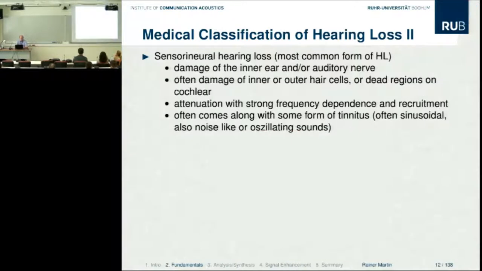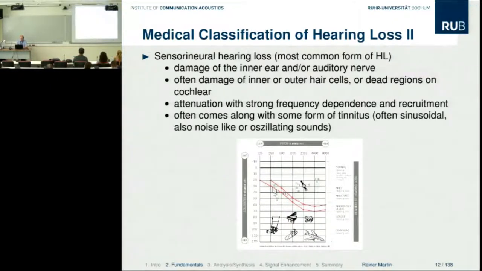The most common form, however, is the sensorineural hearing loss, where the cochlea and the sensory function of the cochlea is damaged, or the auditory nerve is damaged. That's often related to a loss or damage of inner or outer hair cells in the cochlea, on the basilar membrane, or even dead regions on the cochlea. And it comes along with attenuation, also with a strong frequency dependence, because you have this tonotopic or frequency-to-place organization within the cochlea. It often comes along with some form of tinnitus, so some noises that you hear, some sinusoidal noises or oscillating sounds.